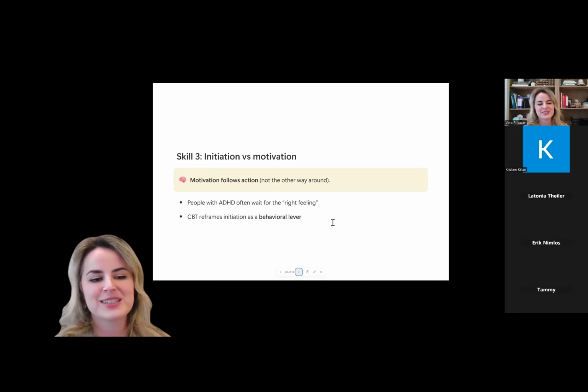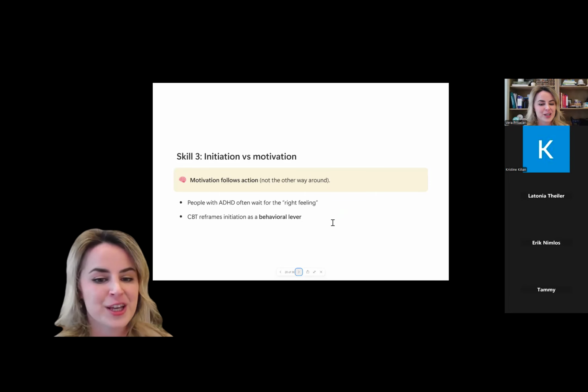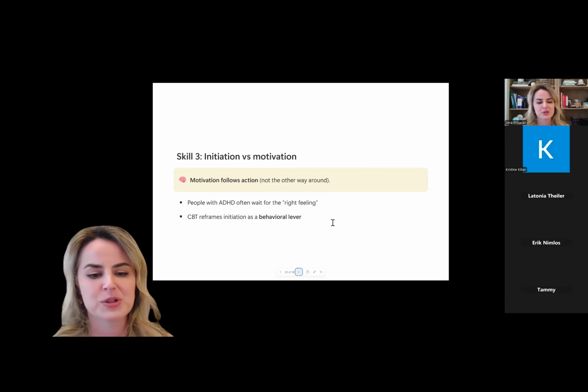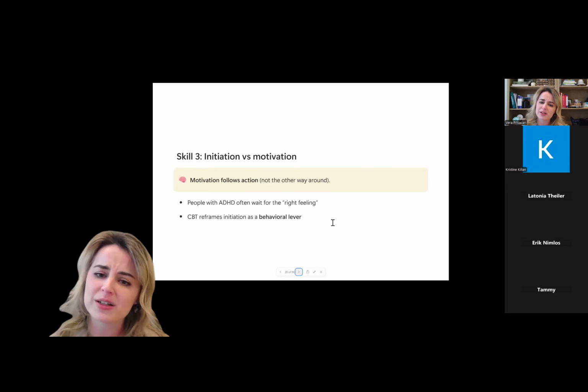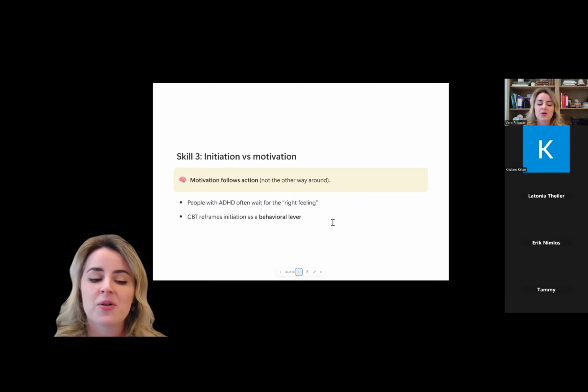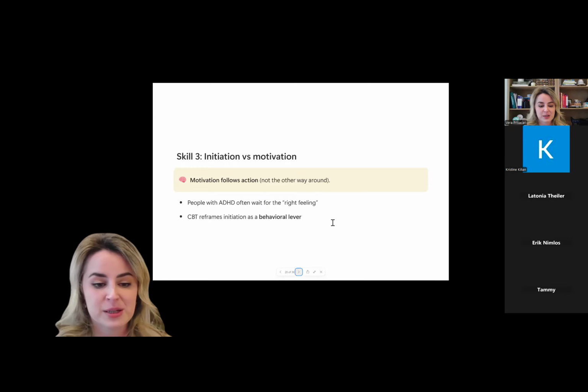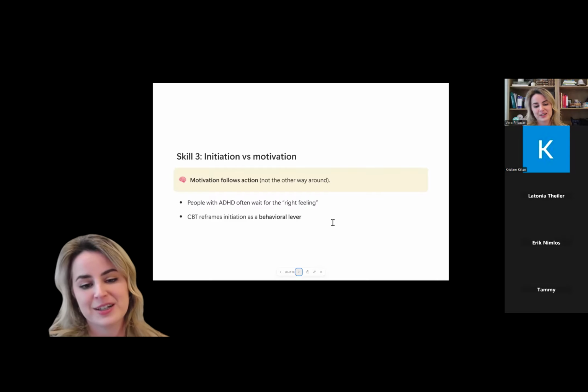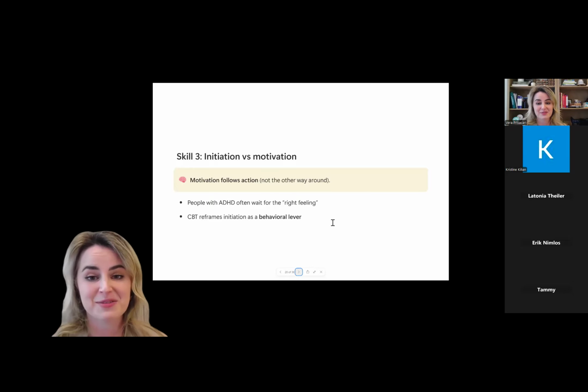All right, let's move on to skill number three, initiation versus motivation. I know a lot of the times we talk about, oh, we have to be motivated. You must be so motivated. You achieve so much. You must be so motivated. Well, that's a common misconception. Guess what? Your motivation comes after you've already done the action. You've done the action, right? It's kind of a feeling of accomplishment. That's the motivation there, not the other way around.